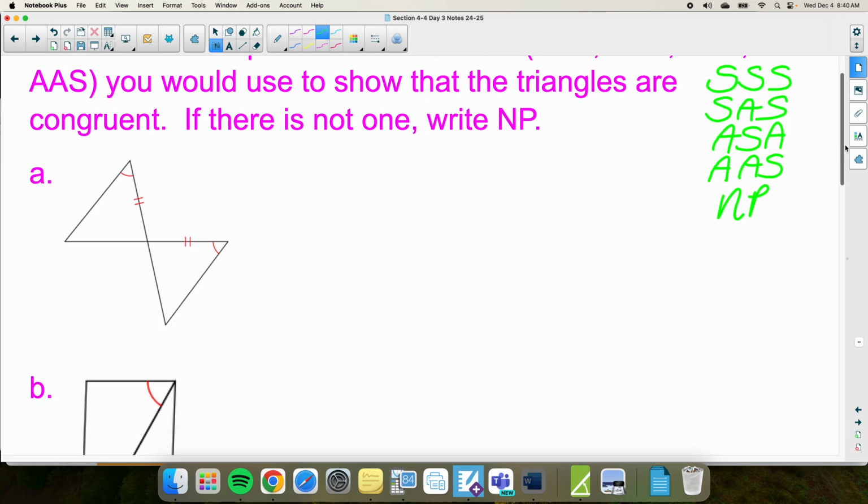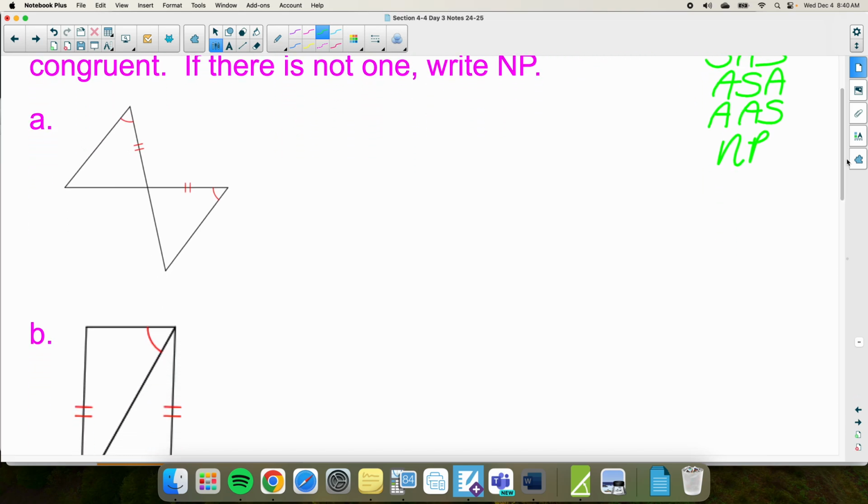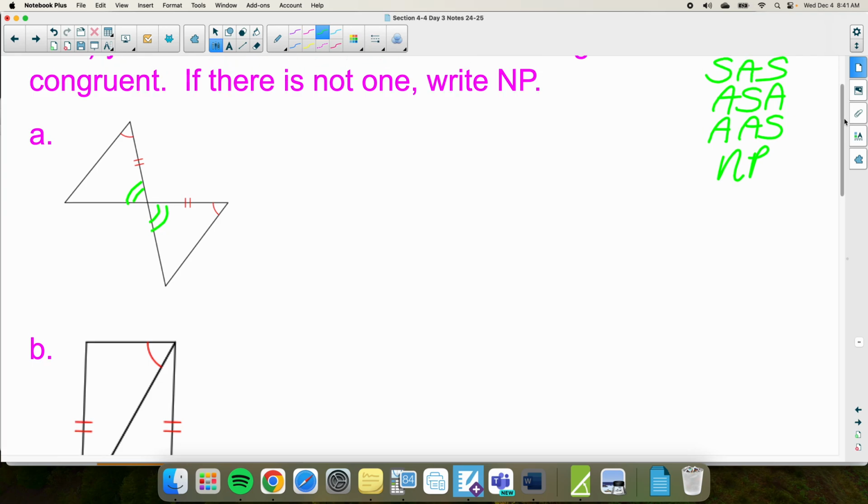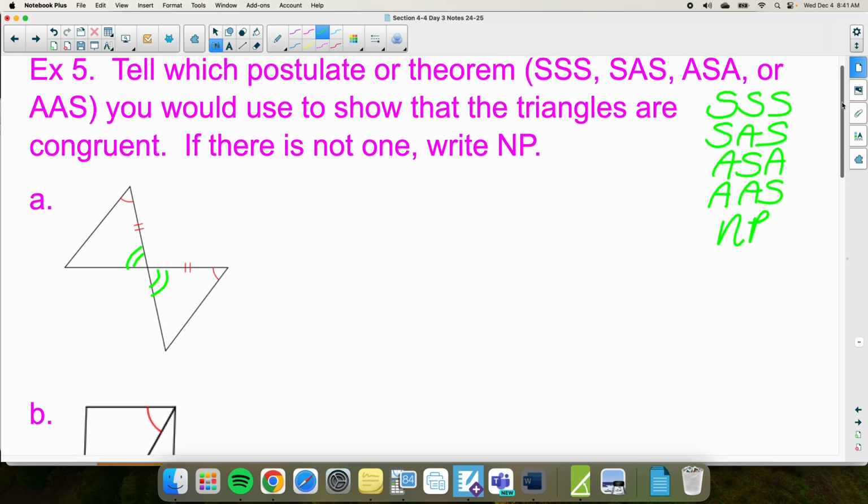Okay? So if we look at this first one, is there something else I could mark? Vertical angles. Now I have three things. Are these three things one of these up here? Isn't it angle, side, angle? So that would be our answer.